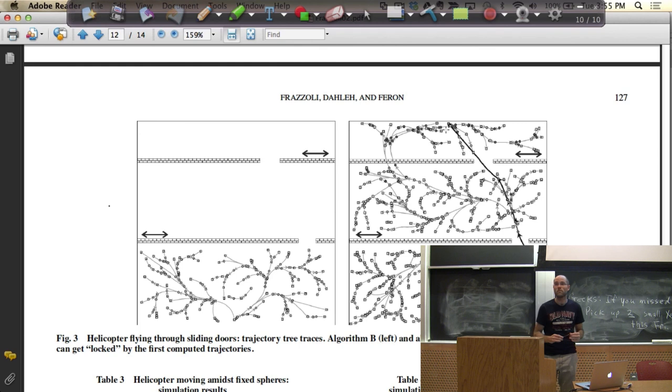Yeah? What's the name of that paper? If you search for RRT, Laval and Kuffner. Oh, wait, this one? Oh, yeah. This is there you go.